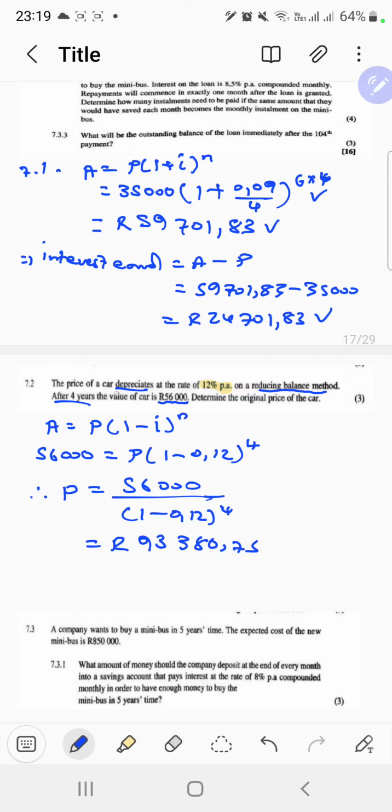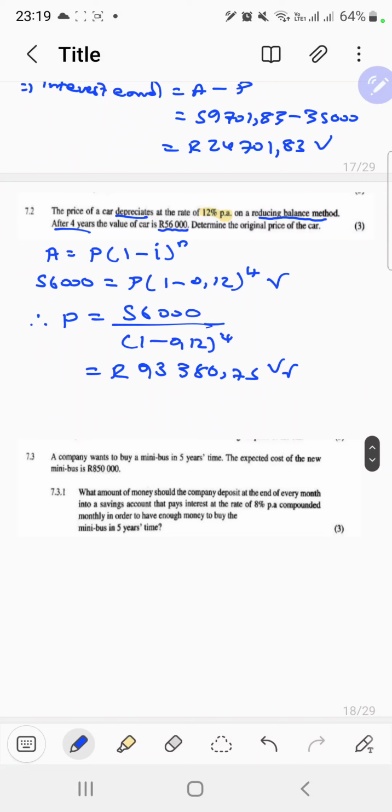So basically you will be awarded marks for this general substitution, and then maybe 2 marks for the answer. Nothing is really special here. Okay, so we move on.